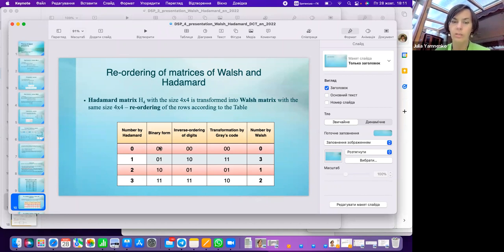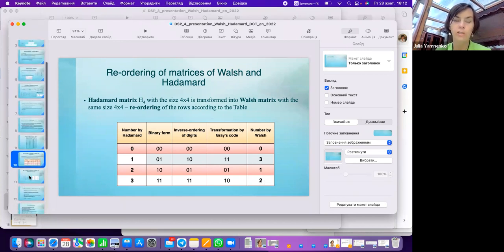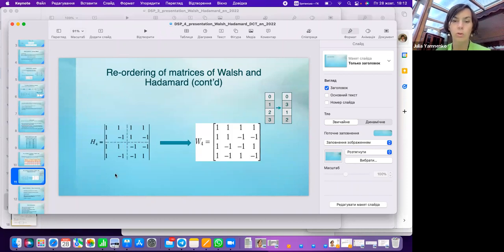At first we represent it in binary form, then we should exchange the places of the digits from lowest to highest, and then transform them into a Gray code, and then transform from the binary system to the decimal system, and we obtain the numbering of the Walsh function and the row of the rows in a Walsh matrix. Here from H4 we obtain W4. Here is the numbering, just the first and the last columns of this table from previous.